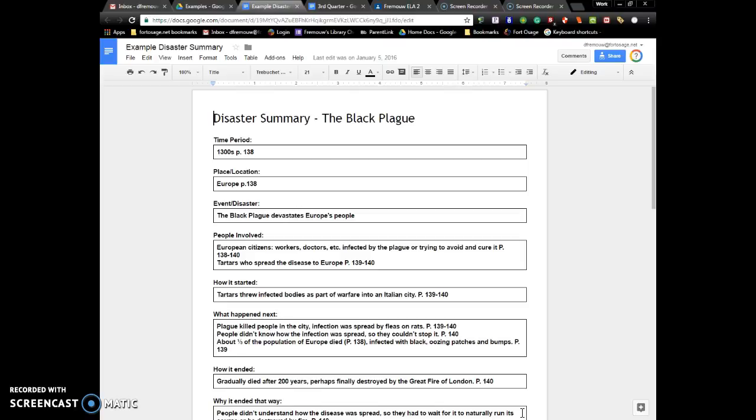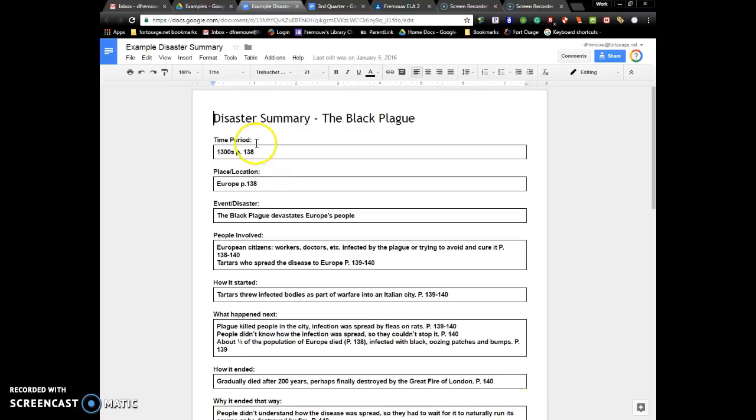So we are now taking a look at the Black Plague for our disaster and writing a summary of the event in history. Our focus when writing the summary of an event is answering who, what, where, when, why, and how, and writing a short summary of those pieces of the disaster.